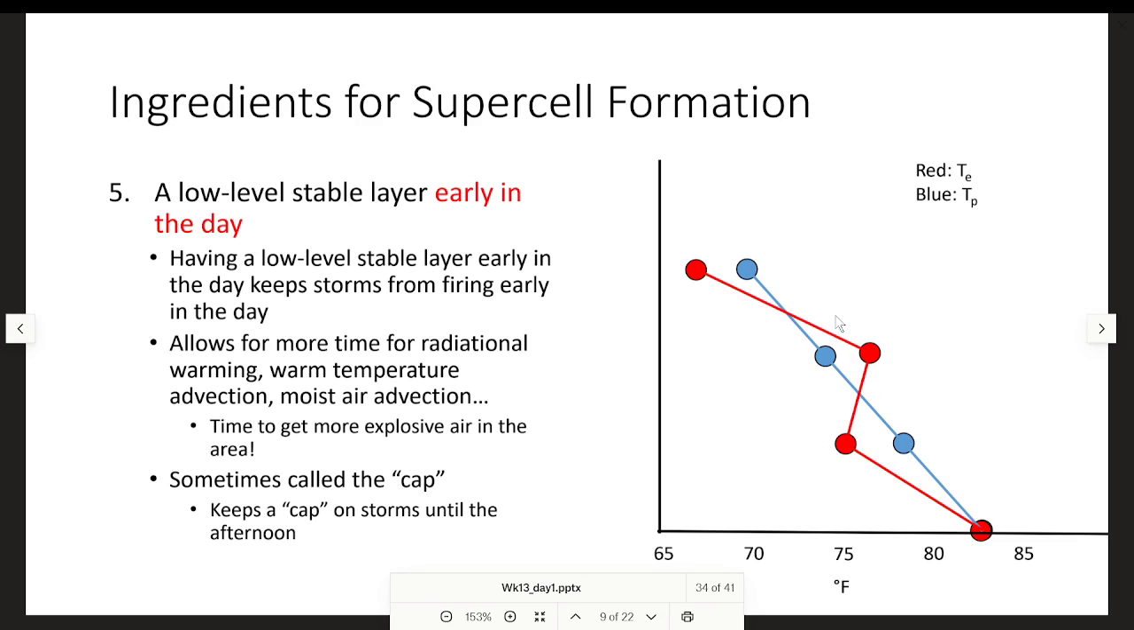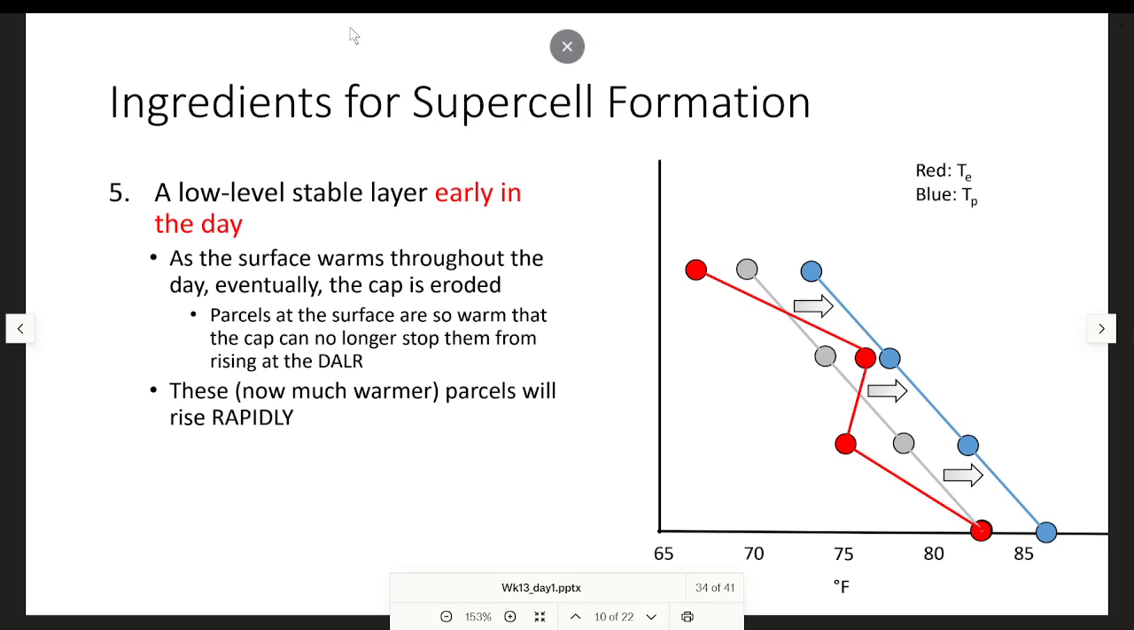So when you have a small environment stable layer, it keeps things at bay until the conditions are prime. And then you can erode away at this cap and it just shoots up. The air is extremely powerful and it moves up relatively quickly.